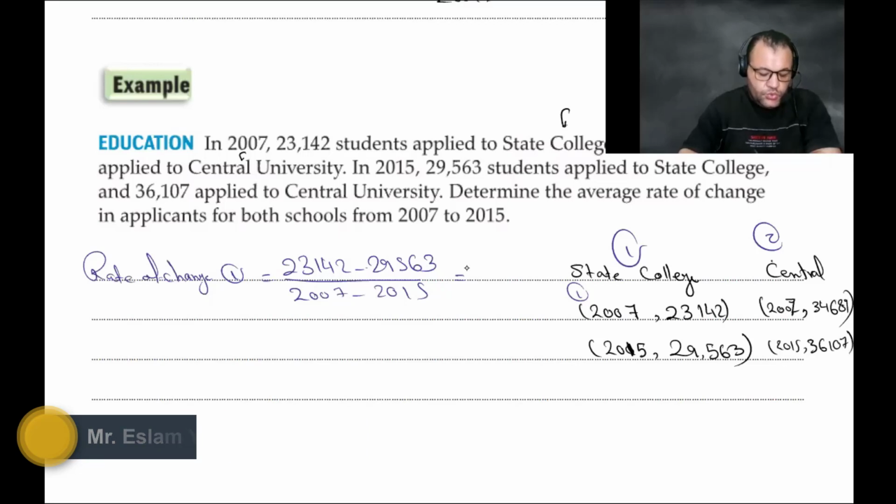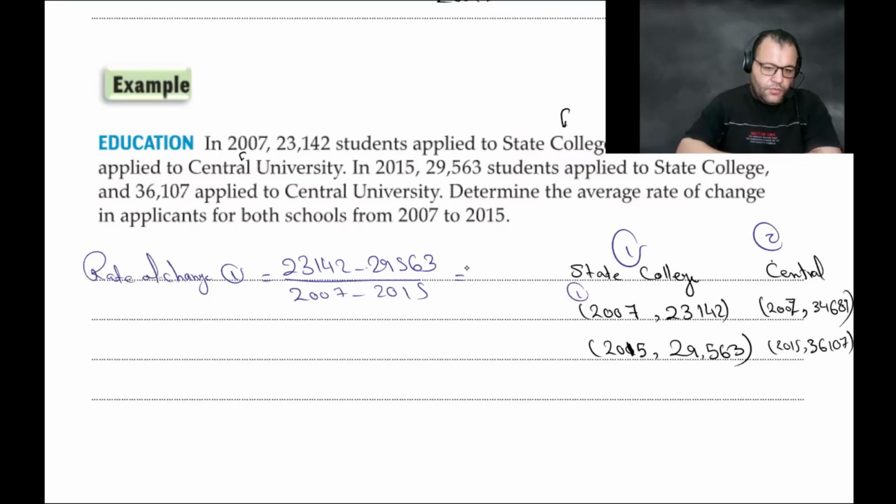23,142 minus 29,563 over 2007 minus 2015. So the answer now would be 802.62. Okay. You can't round like that because we are talking about students. So it's approximately equal to 803 students per year. So we can find the rate of change for the second one.